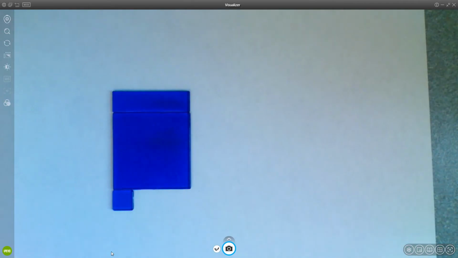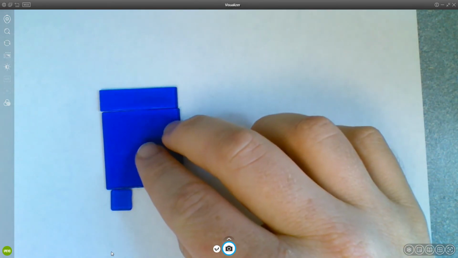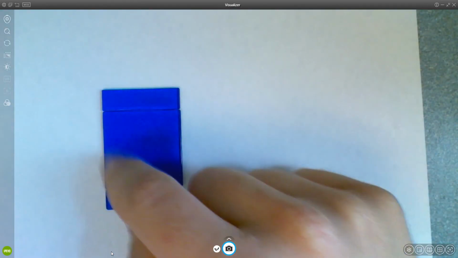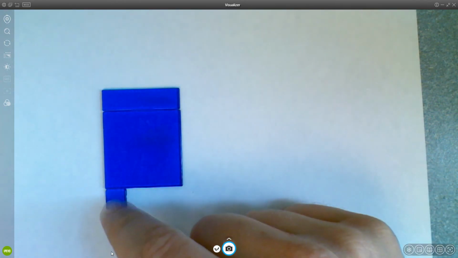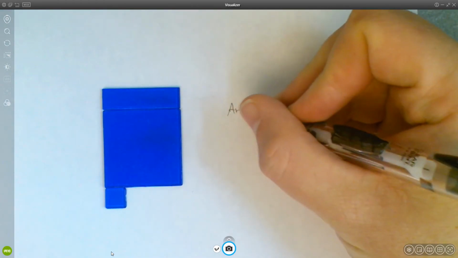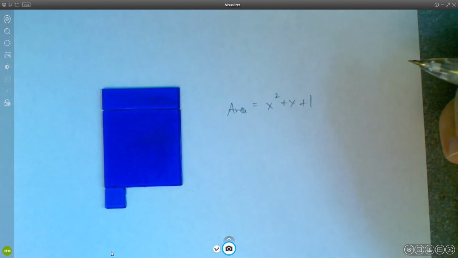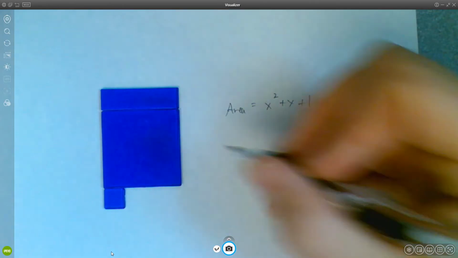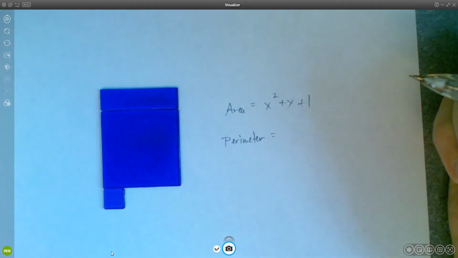Now, as far as the area is concerned, this is pretty easy, right? Because we know that this is an x squared tile, and that means its area is x squared. We know that this is an x tile, and that means its area is x. We know that this is a unit tile, and that means its area is 1. So the area of the figure is x squared plus x plus 1. Okay, so that's not difficult at all. The perimeter tends to be more challenging. So let's talk about the perimeter of this shape.